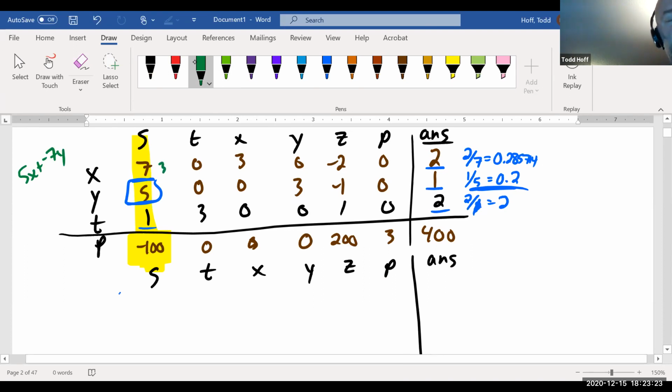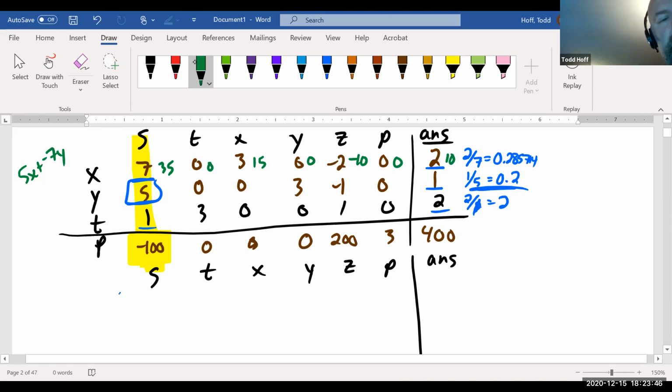So 7 times 5 is 35. 0 times 5 is 0. 3 times 5 is 15. 0 times 5 is 0. Negative 2 times 5 is negative 10. 0 times 5 is 0. 2 times 5 is positive 10. And I'm going to multiply row Y by negative 7, as my formula says there.